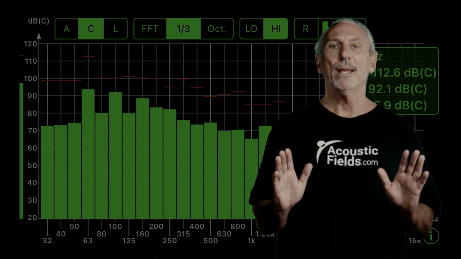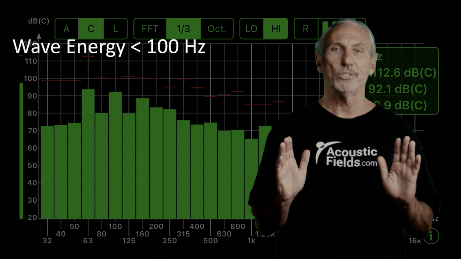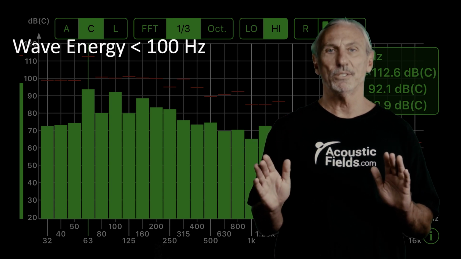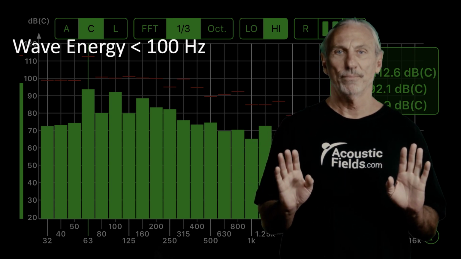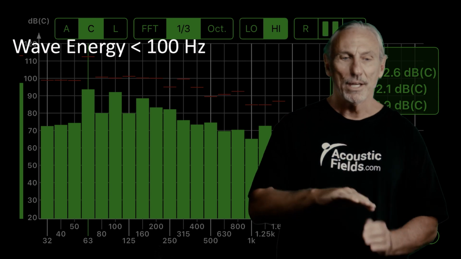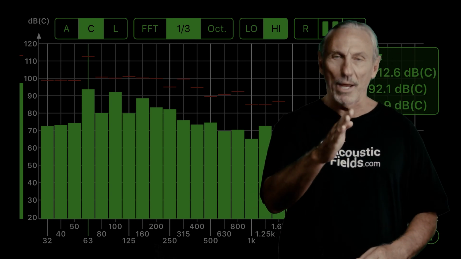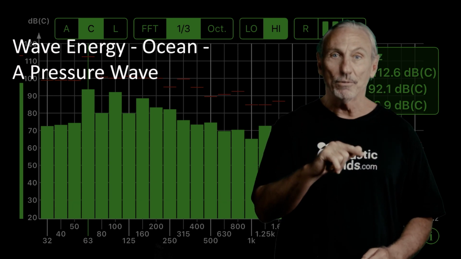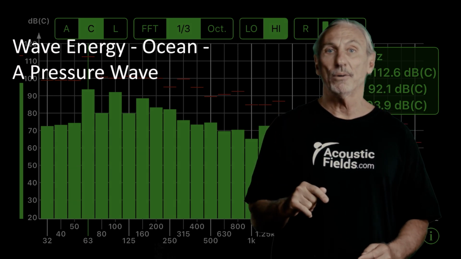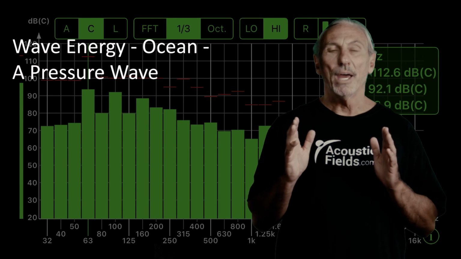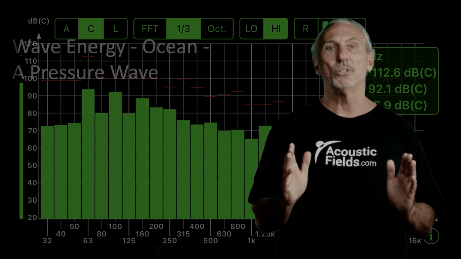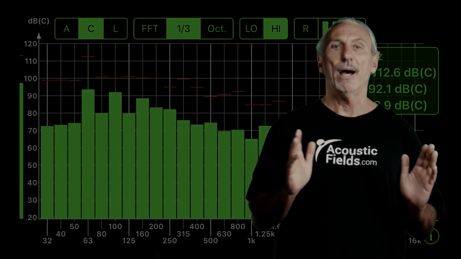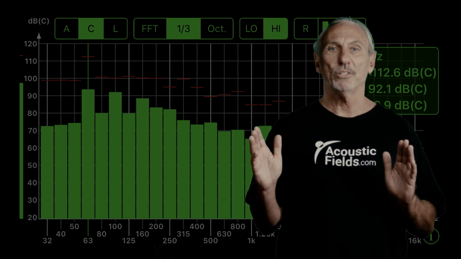Pressure. Anything below 100 cycles, for purposes of this discussion, we're going to call pressure. It's wave energy. It's very long waves that oscillate through our room. The cycles can be every 2 feet. They can be every 3 feet, depending on frequency. So you have to realize that this is a pressure wave. Okay? How does that differ from reflections?